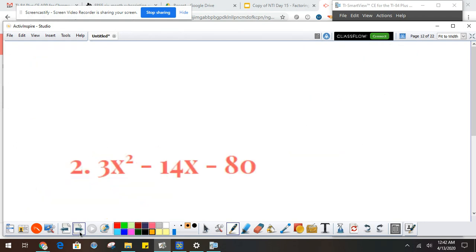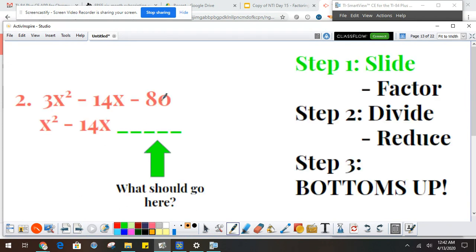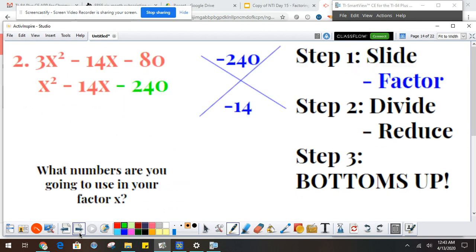Here's number 2. Pause video if you need to get it written down. On number 2, we have the same situation. There is not a common factor for 3 and -14 and -80. So I'm going to need to slide so that I can use a factor x. So 3 times -80, remember, pull up a calculator if you need to. 3 times -80 is -240. So my new ending number is -240, and my new beginning number is a 1. That is important. I need a 1 in front so that I can use the factor x.